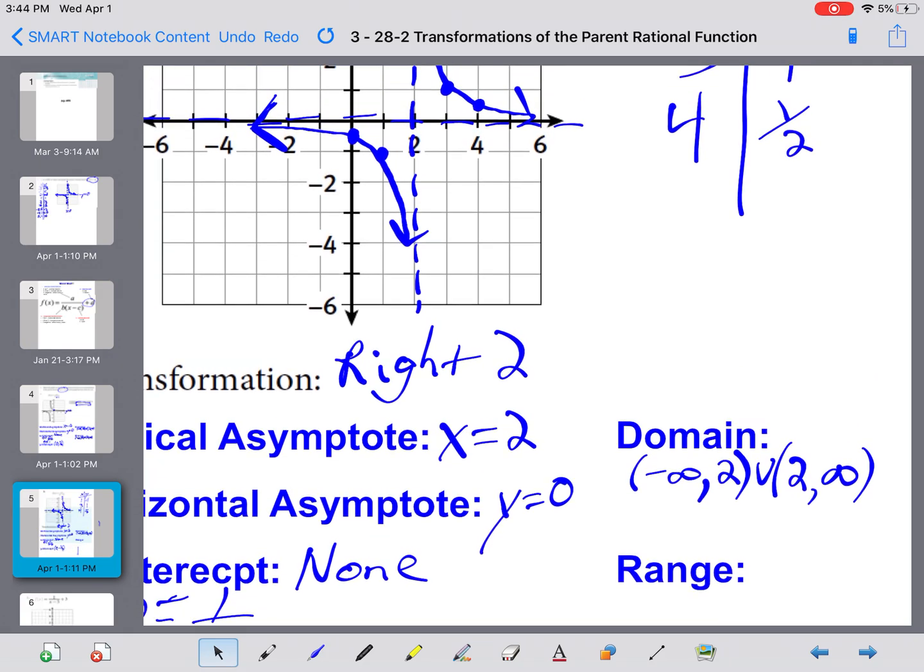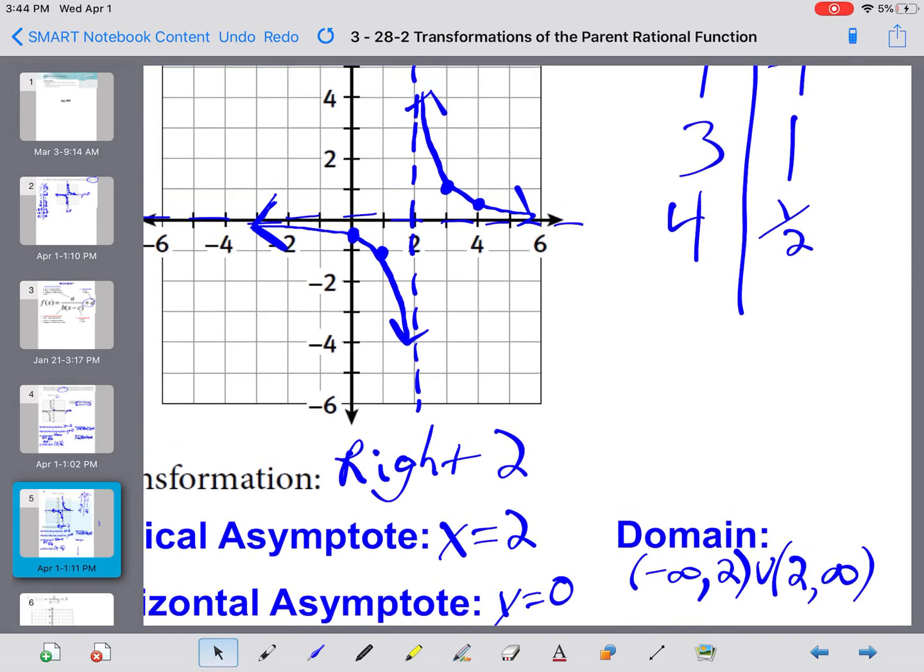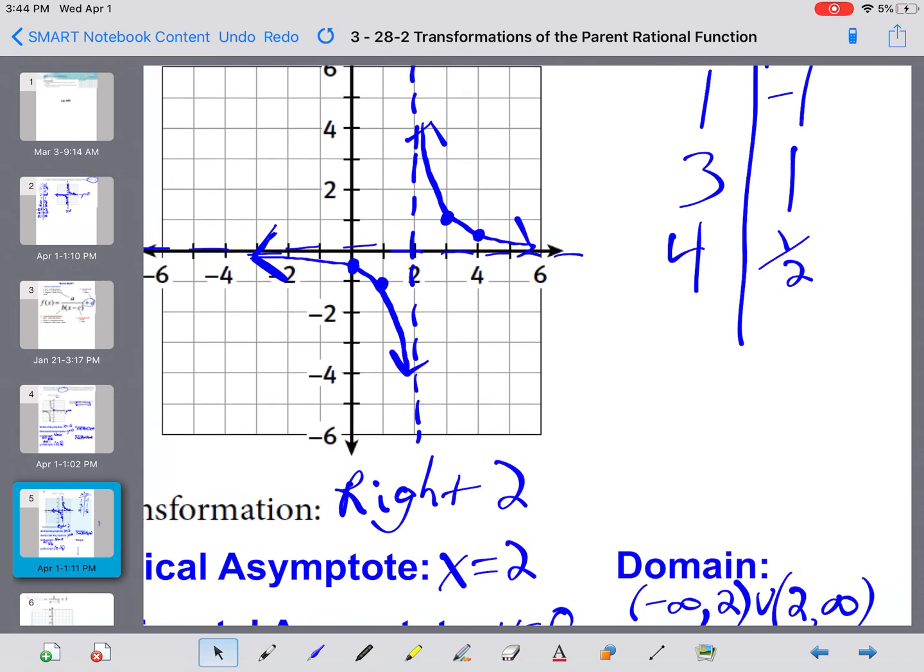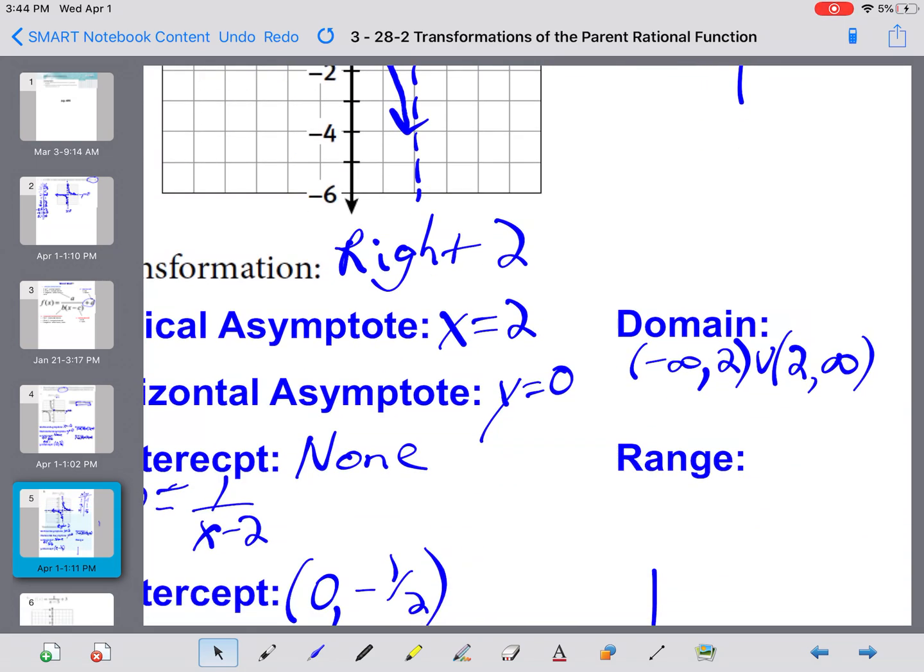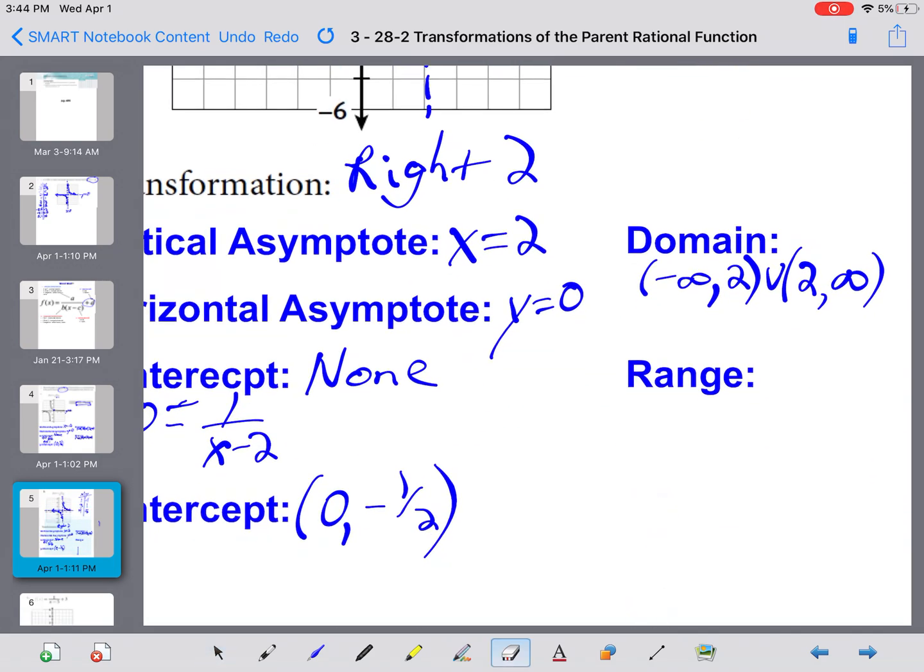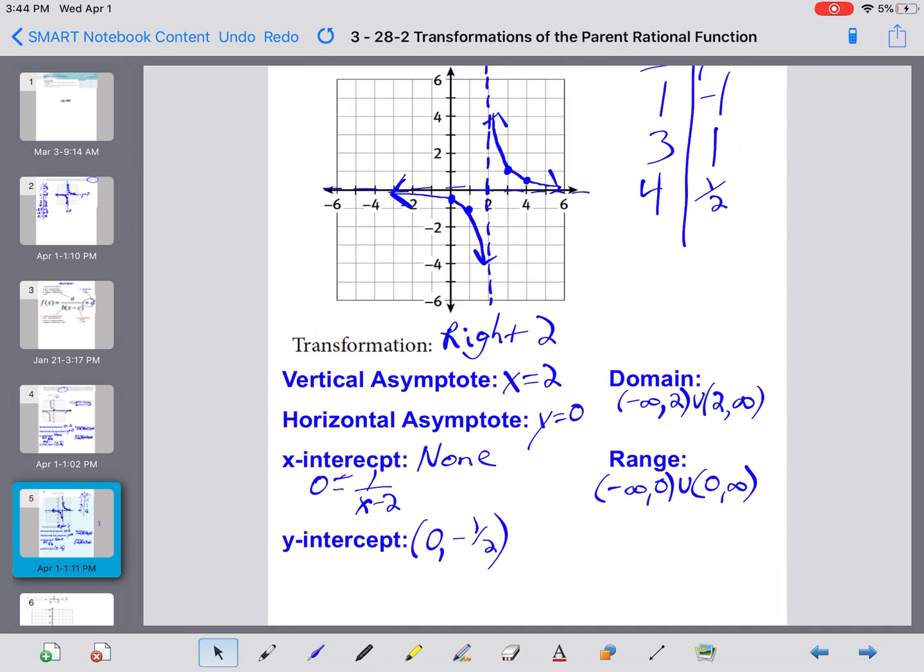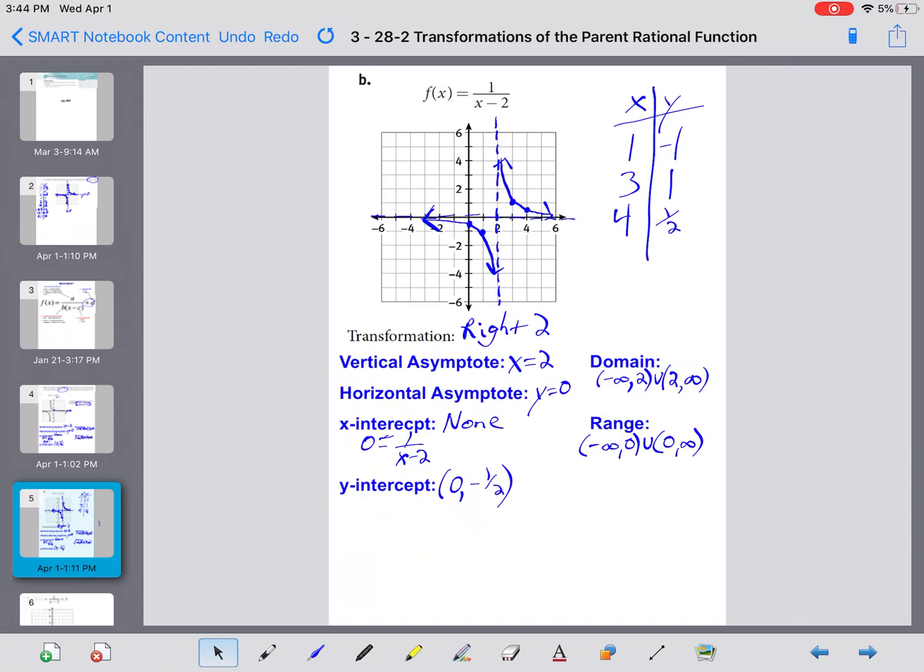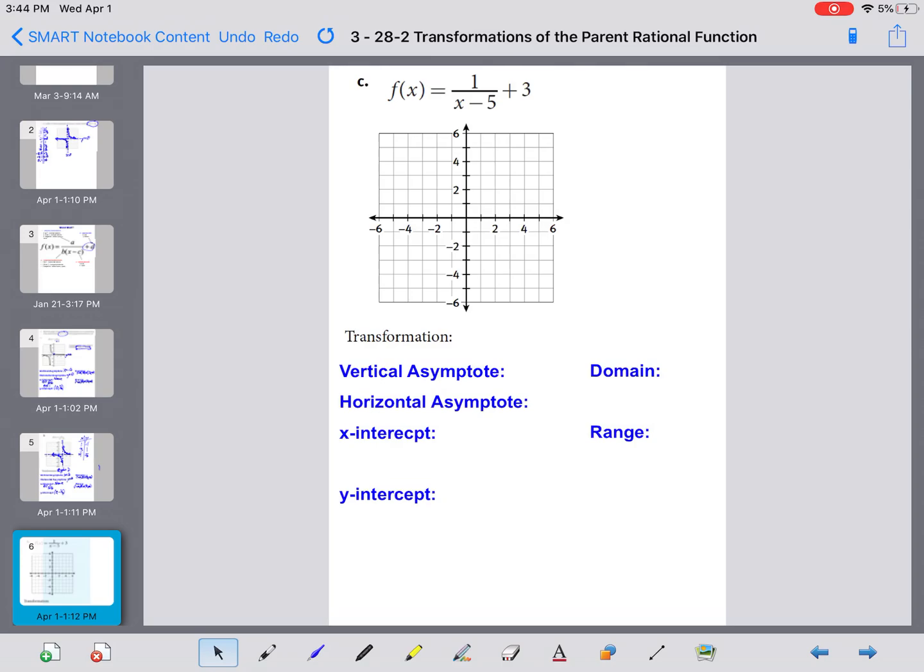And then my range, working up and down, goes all the way down to negative infinity. Then I have to skip over the y value of 0, and then it goes up forever. So the range here is negative infinity to 0, union 0 to infinity. And that's a pretty good example of what you're going to have to be able to do on the homework for this section. Okay, let's try one more.